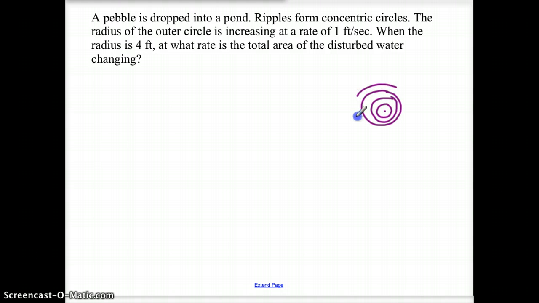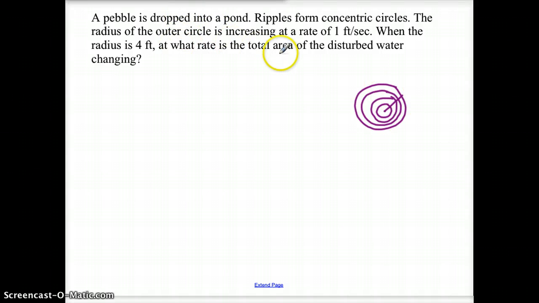They're concentric circles, much better than mine, okay? The radius of the outer circle, so the distance from the center out, is increasing at a rate of 1 foot per second. When the radius is 4 feet, at what rate is the total area of the disturbed water changing?